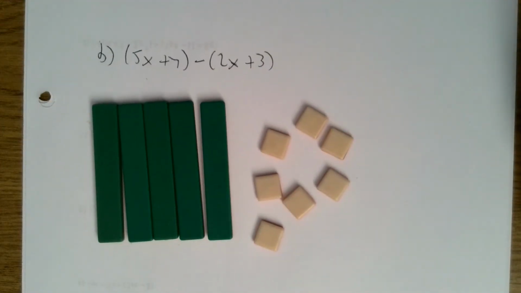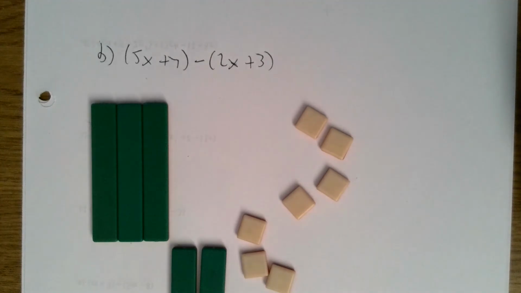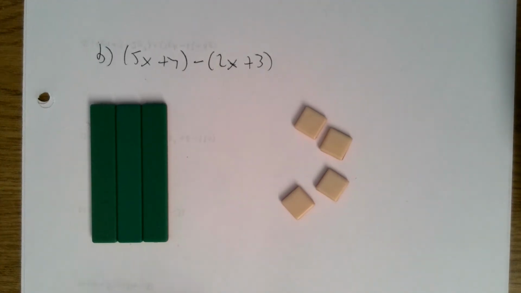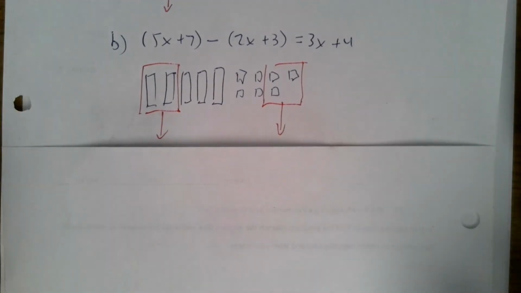And now we need to take away 2x plus 3. So I'm going to take away 2x, and I'm going to take away 3. So I'll be left with 3x plus 4. Okay, and again, I want you guys to draw it this way in your notes, please. And again, pause the video so you can write all that down.